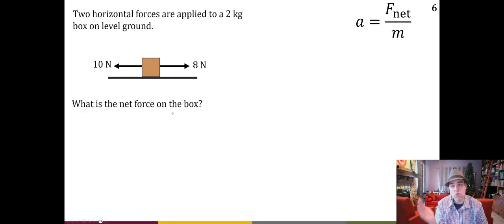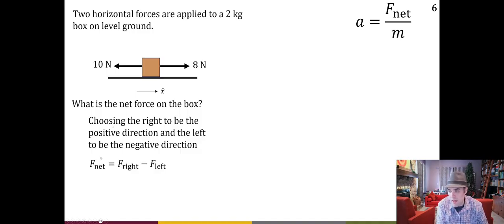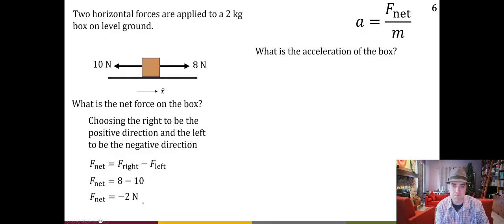Well, we're always going to choose the right to be the positive direction. So here I have 8 newtons to the right and then 10 newtons to the left. Because of that, our net force is going to be all the forces to the right minus all the forces to the left. We only have one force to the right, so that's 8 newtons, minus only one force to the left, which is 10. So we get 8 minus 10, which is negative 2 newtons. So again, the negative here just means to the left. So the net force is 2 newtons to the left, or when we plug this into an equation, it's going to be negative 2.